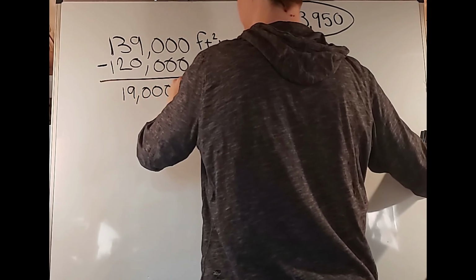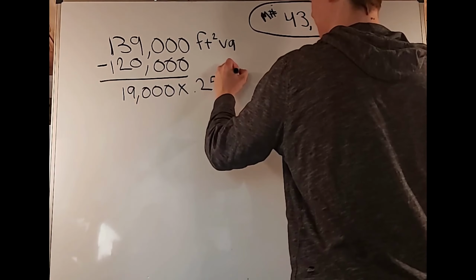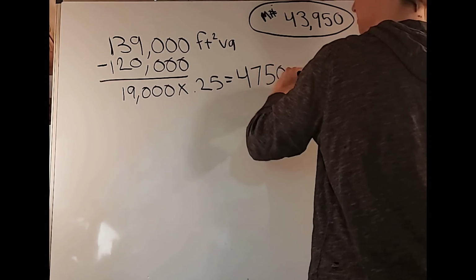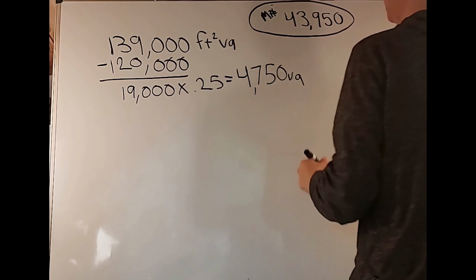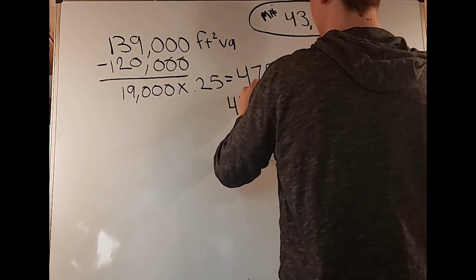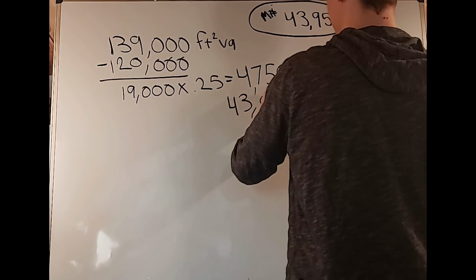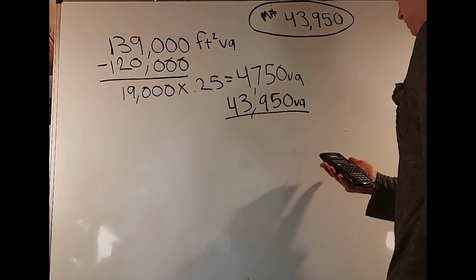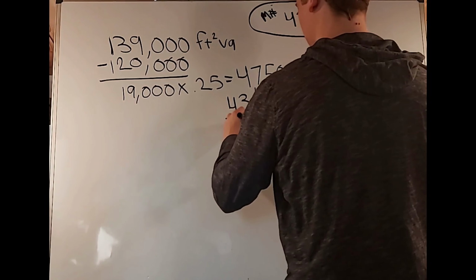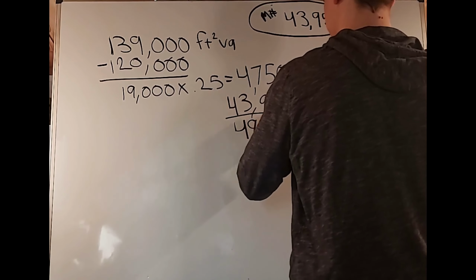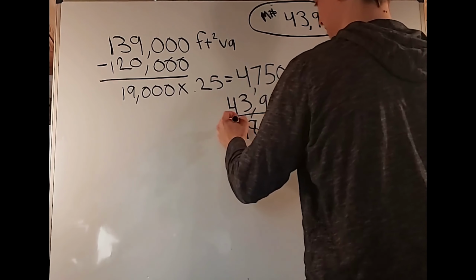I can multiply that by 25%, and I get 4,750 volt amps. And all that I have to do from here is add back my magic number to this. So I'm going to add 43,950 volt amps to my 4,750 volt amps. That's going to give me a total of 48,700. So you see I got the same exact answer as before, but that was a lot quicker.